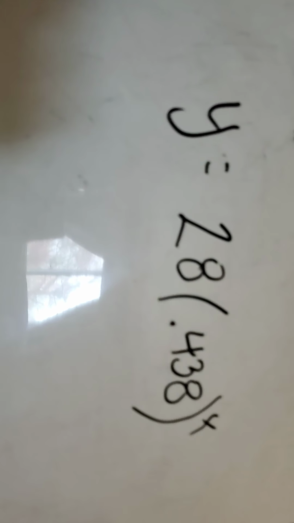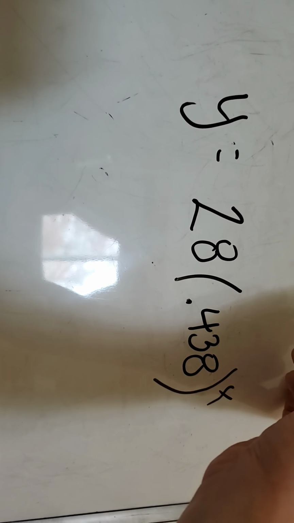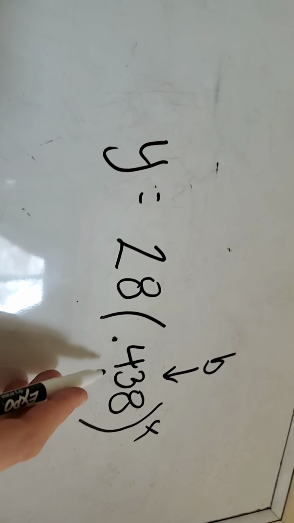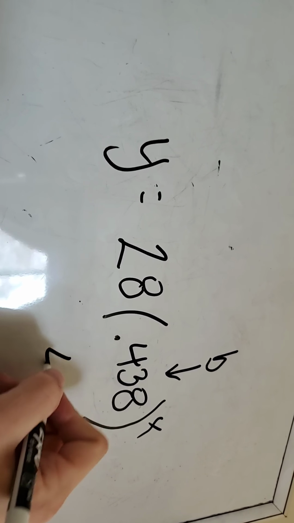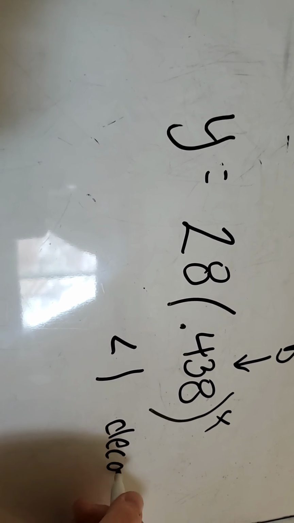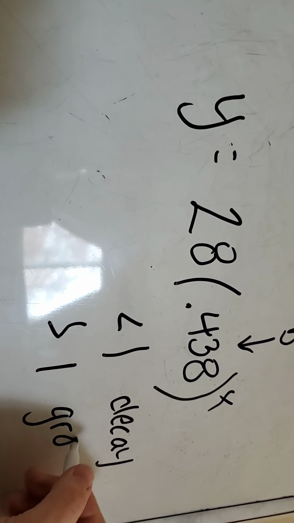All right, now what we look at is the number that is being raised to the exponent, this b, right? This thing, if this is less than 1, it represents decay. If it's more than 1, it represents growth.